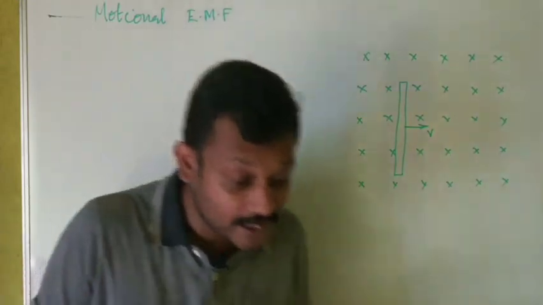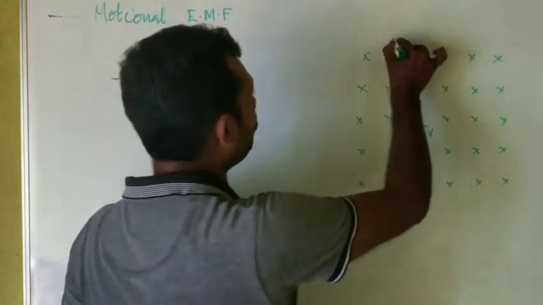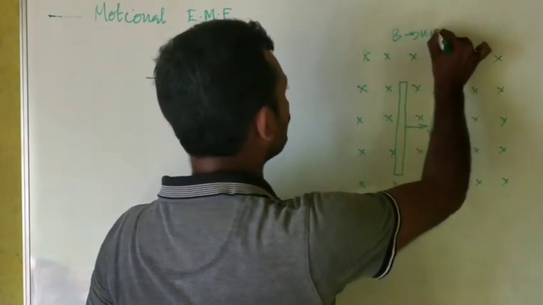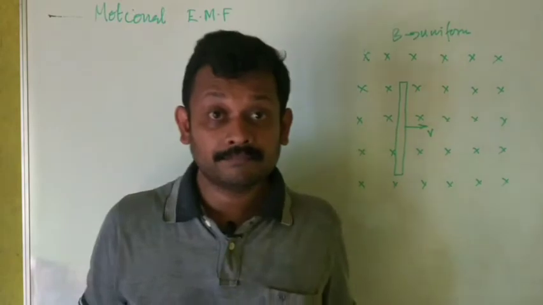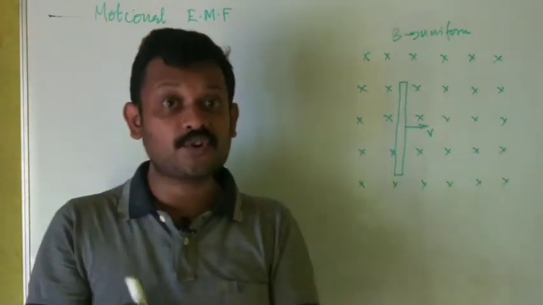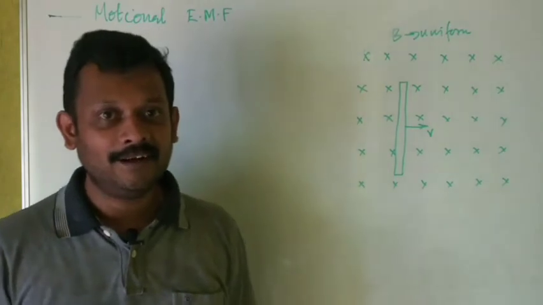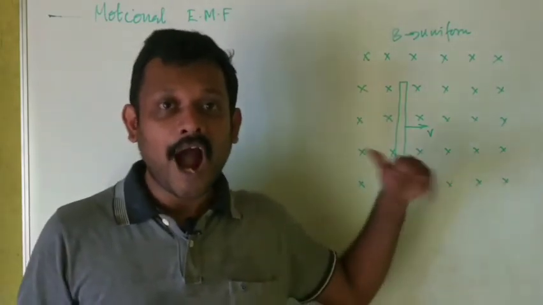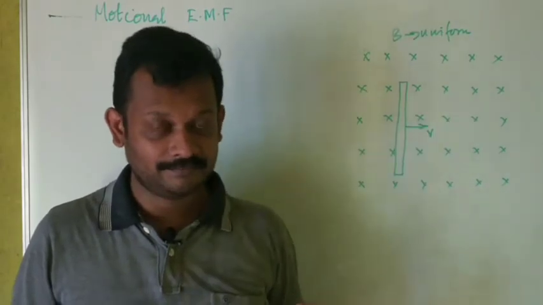I'm sure your first answer is zero because I said the magnetic field is uniform. There is no area because a rod has only linear dimensions. A rod does not have an area. Then the question comes, will there be an EMF induced here? Let us see.